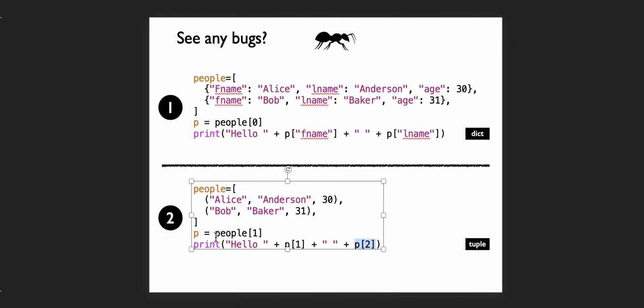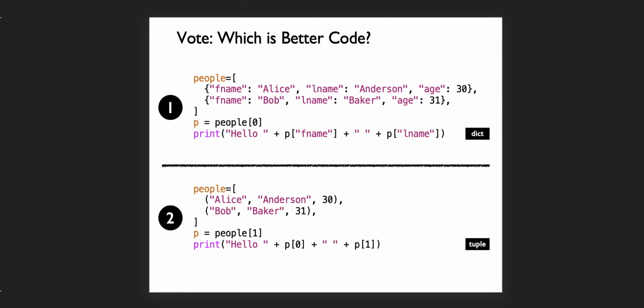So people of 1 is going to point to the second tuple over here. p of 0 is going to be Bob, p of 1 is going to be Baker, whereas p of 2 is going to be 31. Here is how we can fix both of these bugs. Instead of having capitalized fname as a key, it should be small fname. And similarly, instead of trying to refer to p1 and p2, perhaps I meant to concatenate p0 and p1.